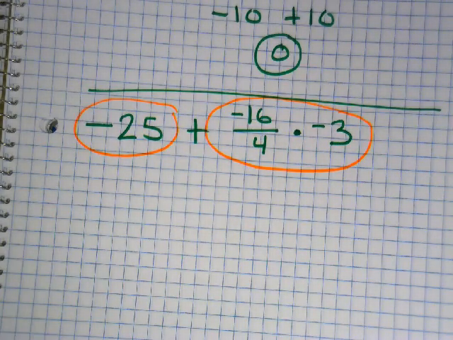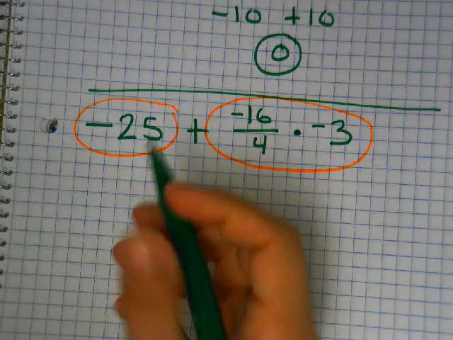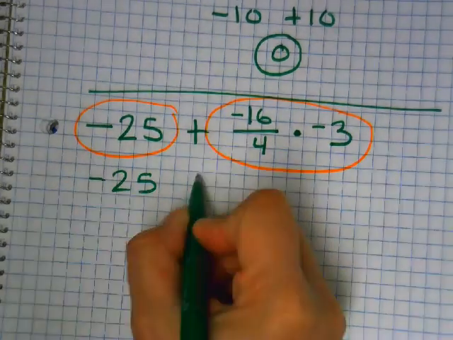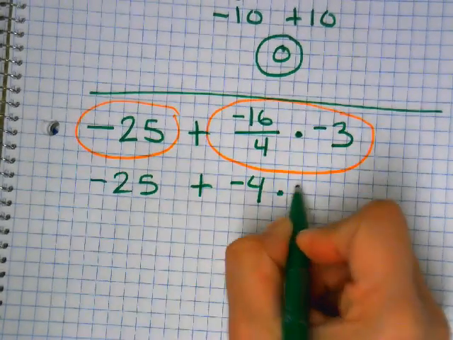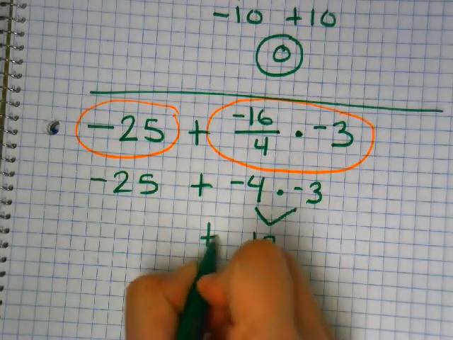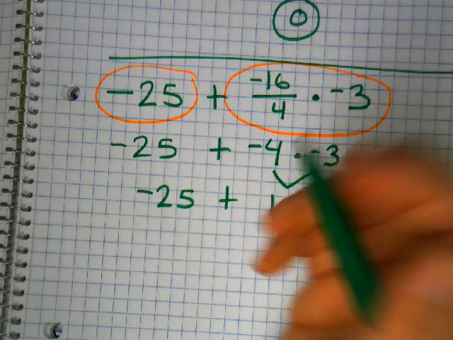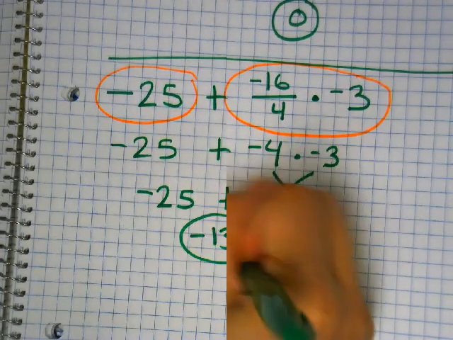What did we get? 15? What did you guys get for this? Negative 13. Yeah, I got negative 13 as well. Negative 25 plus negative 4 times negative 3 gives you positive 12 plus a negative 25. Negative 13.